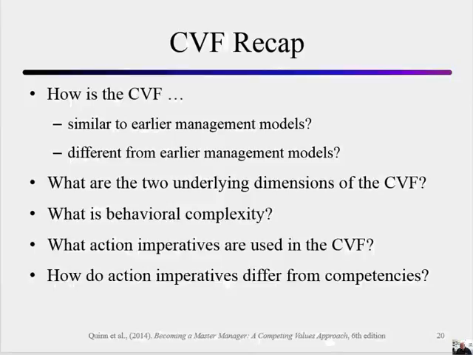What are the two underlying dimensions of the CVF? Well, it's really important that you understand those underlying dimensions of each of the components. You have to understand flexibility, you have to understand control, you have to understand an internal focus and an external focus. You have to understand all the action imperatives from the 4 models. Make sure you know that collaboration is attached to the human relations model. How do action imperatives differ from competencies? Well, your competencies are your ability to carry out those action imperatives with other people.